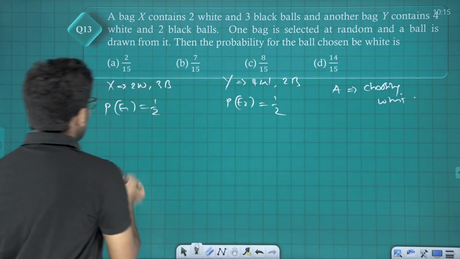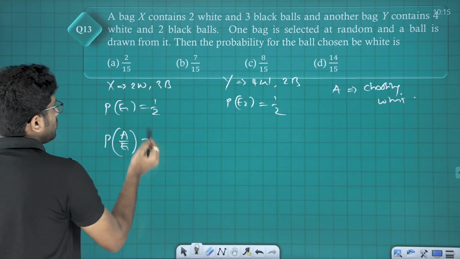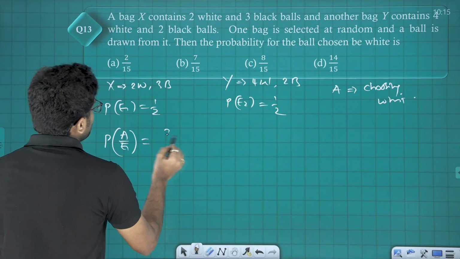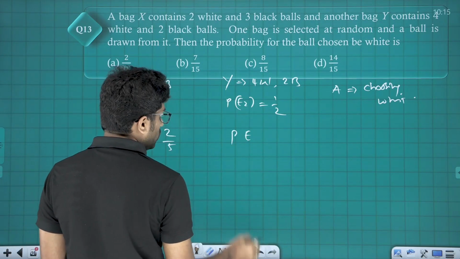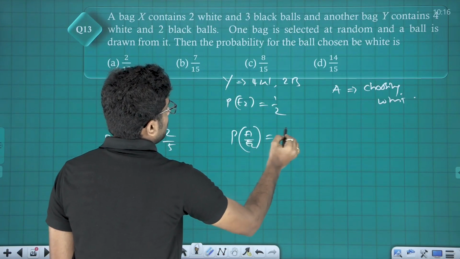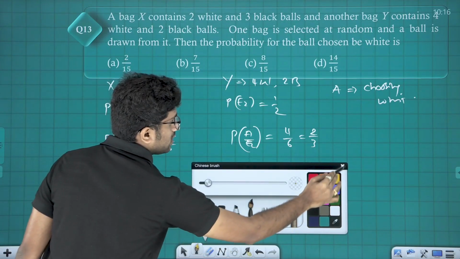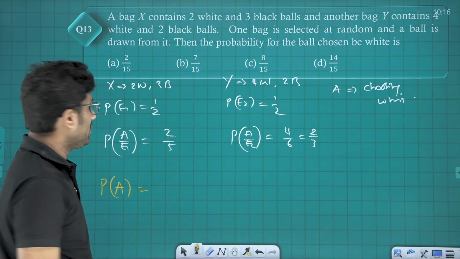That means only total probability is asked. P of A given E1 is, when you have chosen bag X, what is the probability of choosing white ball? So 2 divided by 5. And when we are choosing bag 2, what is the probability of drawing white ball? 4 by 6, which is 2 by 3. So by total probability theorem, here we will be finding only P of A, friends.